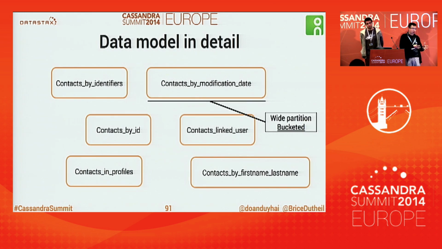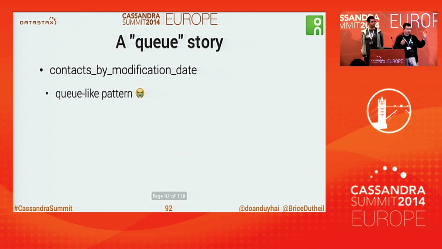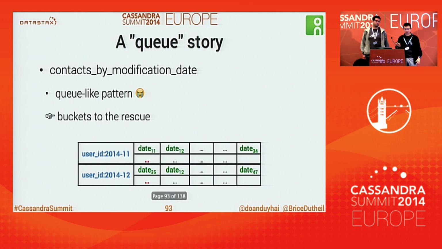We have some wide partitions here, and to avoid them being too wide, we use bucketing. So here is the contact by modification date. It is a queue-like pattern, and we all know that it's a bad pattern. The idea is to create monthly buckets. So we add the month component into the partition key, and instead of writing and deleting data, which is bad, we are just appending data to the partition, and when we reach the end of the month, we just switch partition. And of course, we are writing with TTL, so all data will expire.